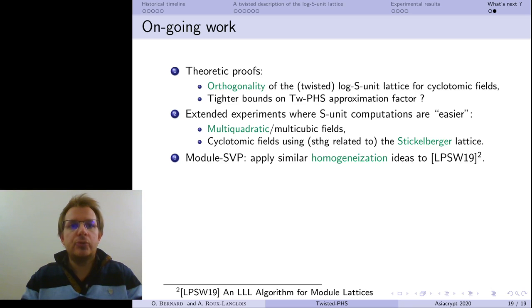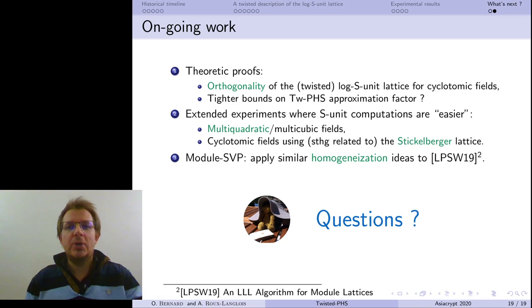The third item would be to apply similar homogenization ideas to the LLL algorithm for module lattices, which was published in Asiacrypt last year.